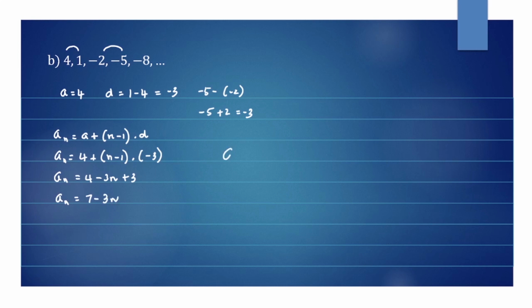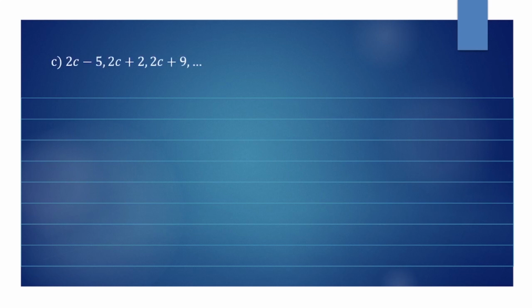And we want to find the 10th term. So a10 is 7 minus 3 times 10, which is 30. So 7 minus 30 is -23. So the 10th term is -23.